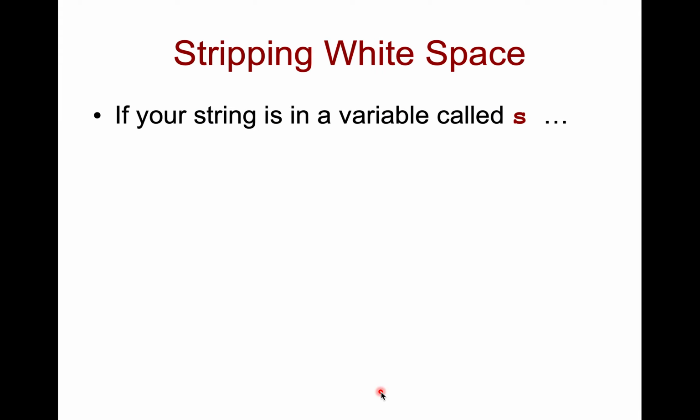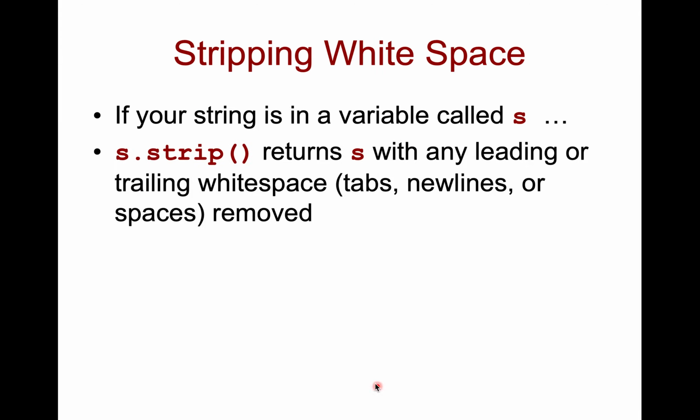Suppose our string is stored in a variable called s. Then if we call the strip method on the string s, so we can just add this part right here onto the end of our string, what it's going to do is give us a copy of s, and it's going to have any leading or trailing white space removed. And white spaces like tabs or new lines or spaces. So if the user had typed in some tabs in their input, we would get rid of that, any leading or trailing white space.